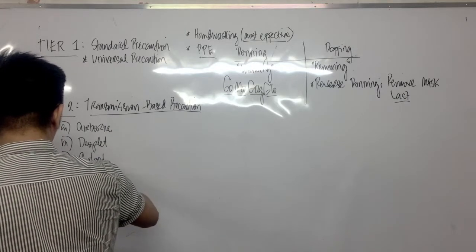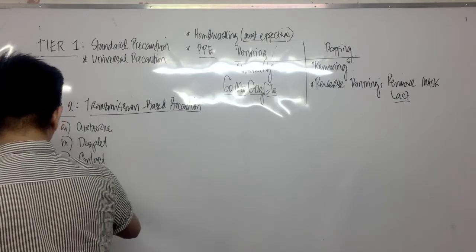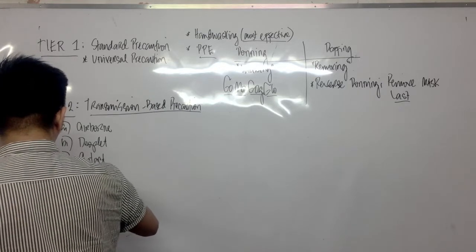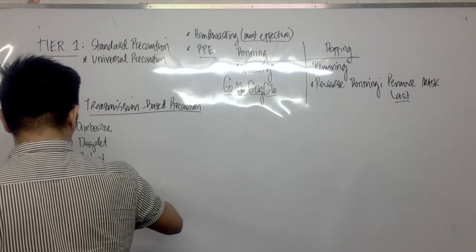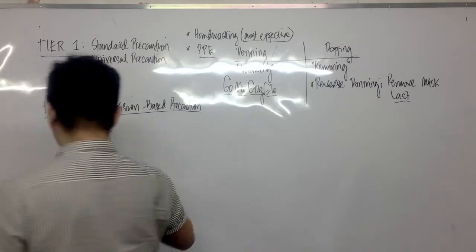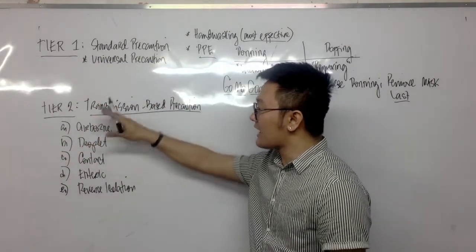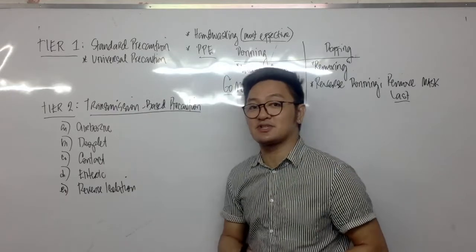Fourth is your enteric precaution. And letter E, I added reverse isolation. Okay? So these are under tier 2 for the transmission-based precaution.